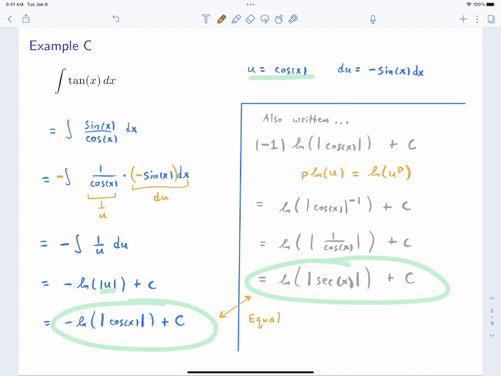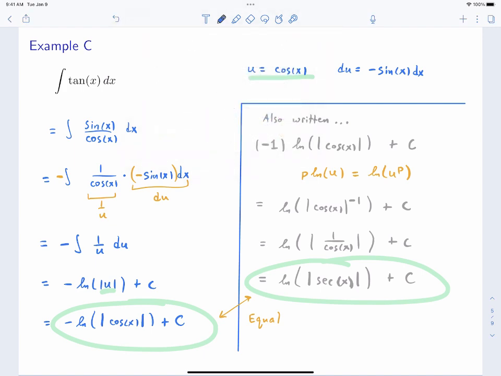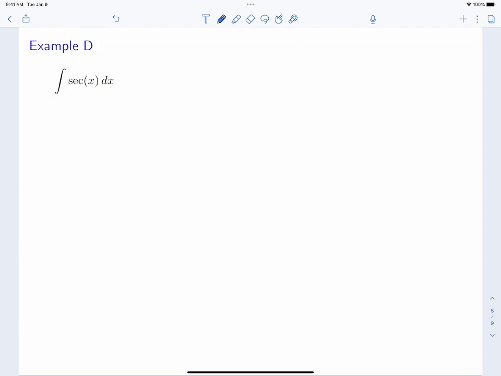So that's our example C. Let's go ahead and do another example now. Example D. Here we want to integrate secant of x.